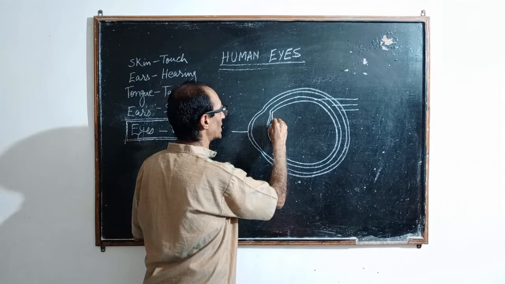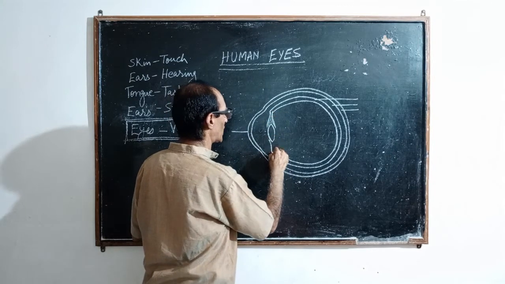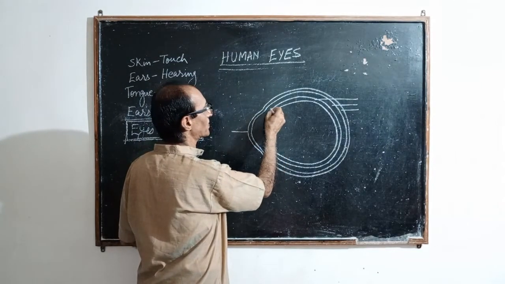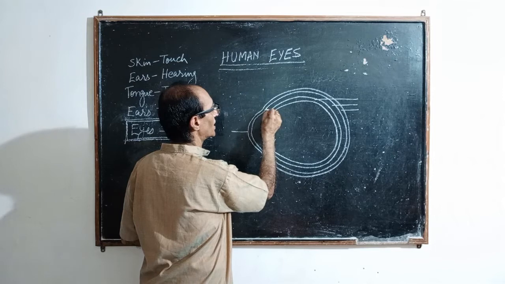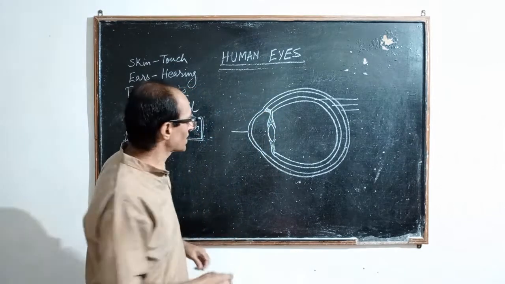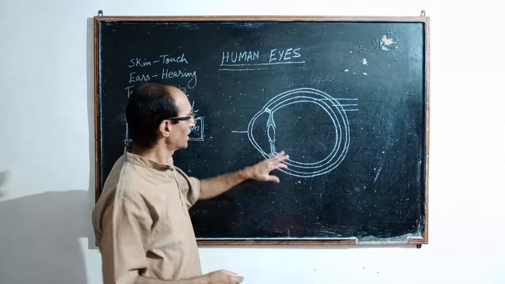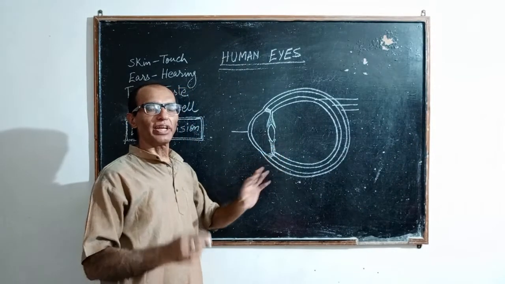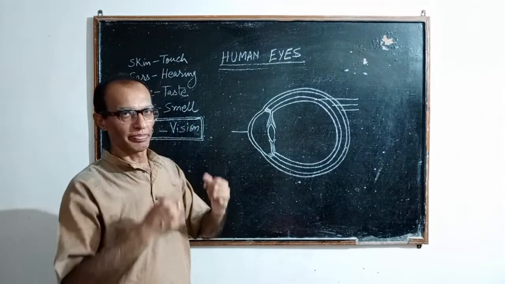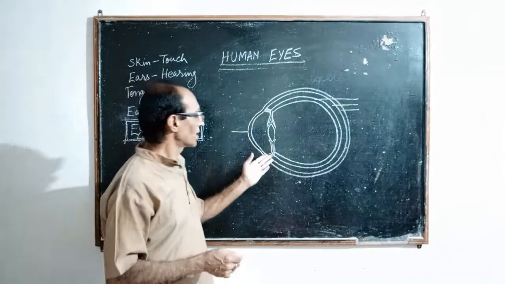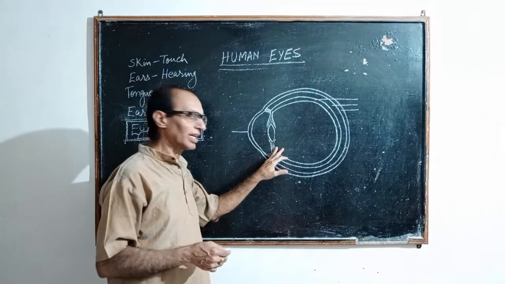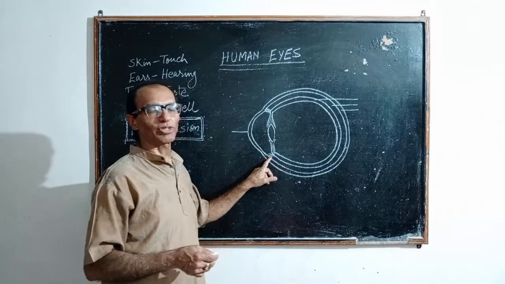Suspensory ligaments are thread-like structures which keep this lens in position. To the base of this suspensory ligament, there are muscles which we refer to as ciliary muscles. Ciliary muscles and suspensory ligament work antagonistically, meaning opposite to one another. If ciliary muscles contract, then suspensory ligament will relax. If suspensory ligament contracts, then ciliary muscles will relax.